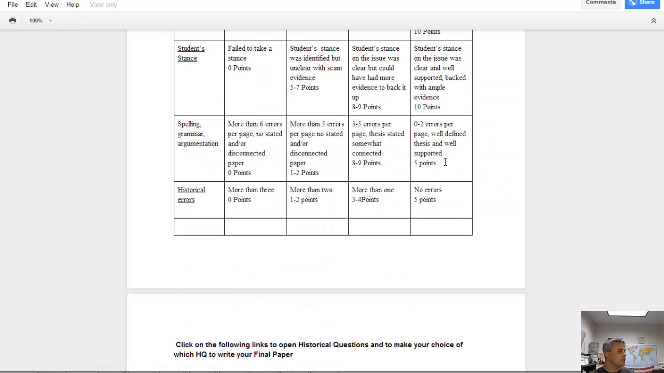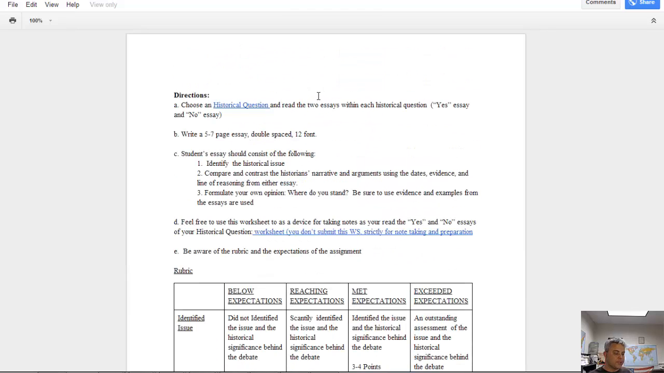Okay, and so you read your essays, and then you're going to write a 5 to 7 page essay, double-spaced, whole font. You need to identify the historical issue, what is being debated here. So you want to give a history, you want to give a background. This should be anywhere from 3/4 to 1 page long, right? Just a summary of what's going on. It could be anywhere from 1 to 2 paragraphs.